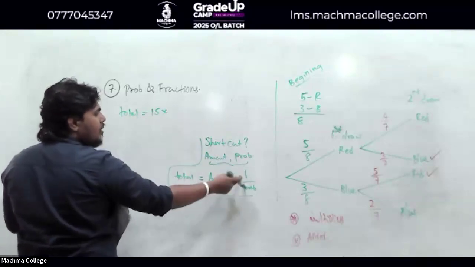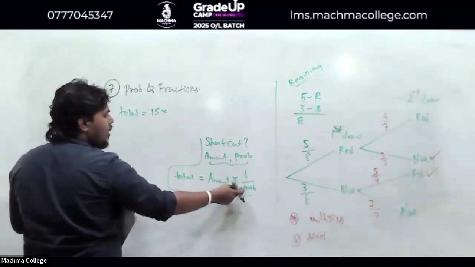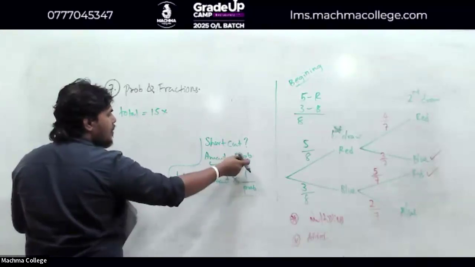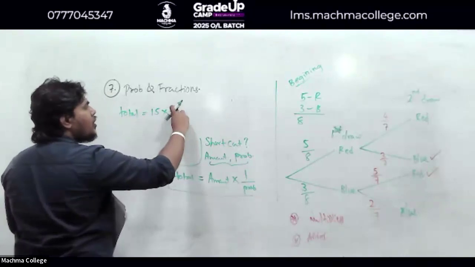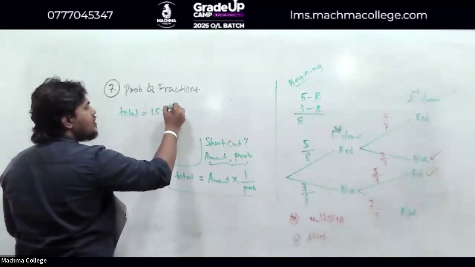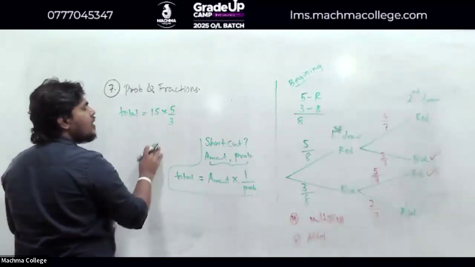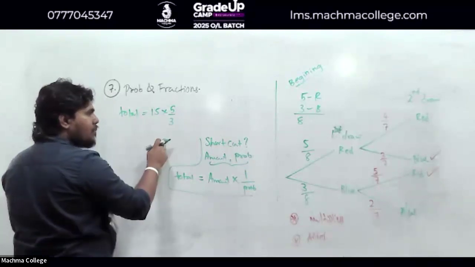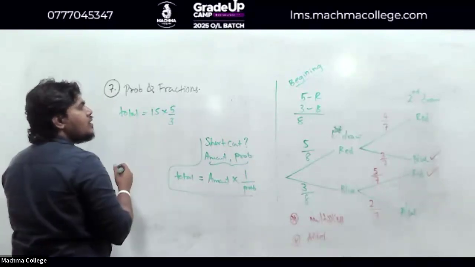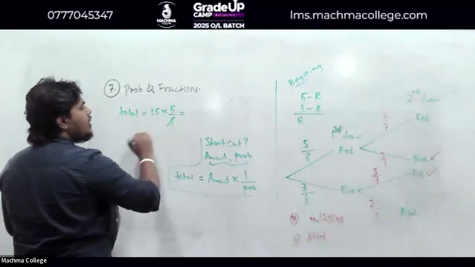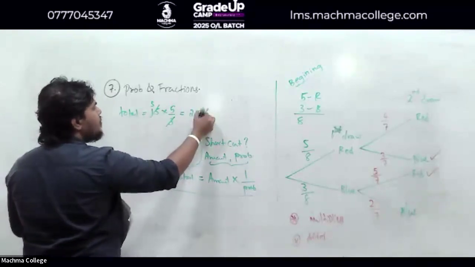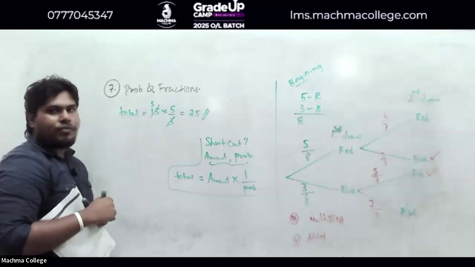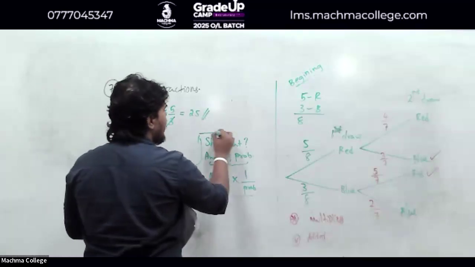3 over 5. This means the reciprocal. Probability, 1 over probability. Reciprocal of the probability of mango toffees is 5 over 3. 3 over 5 is the probability, reciprocal is 5 over 3. If you simplify this, you will get 3 divided by 3 equals 1, 15 divided by 3 equals 5. 5 times 5, 25. So totally there are 25 toffees in the bag.